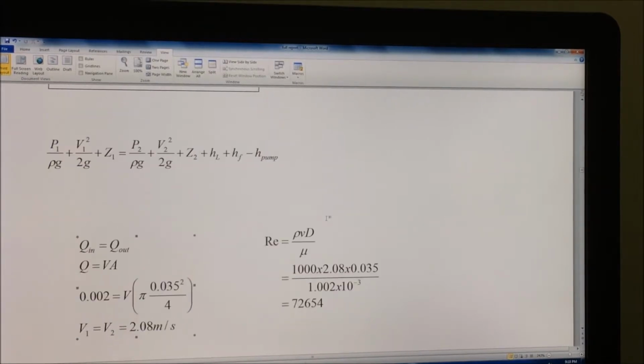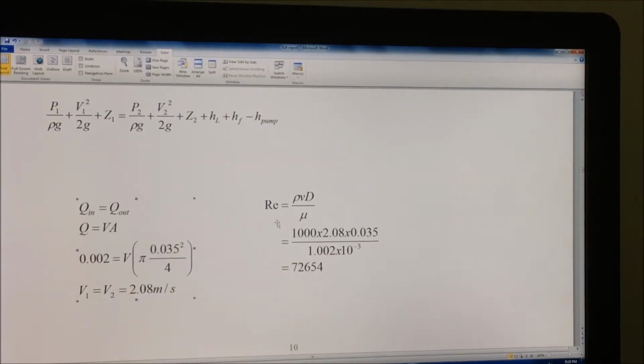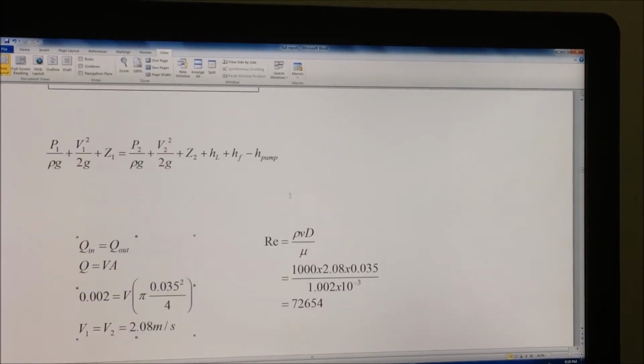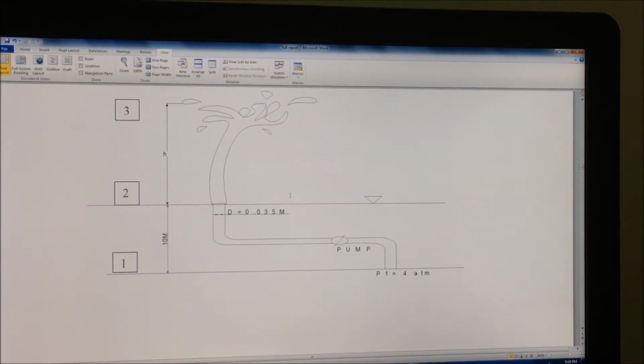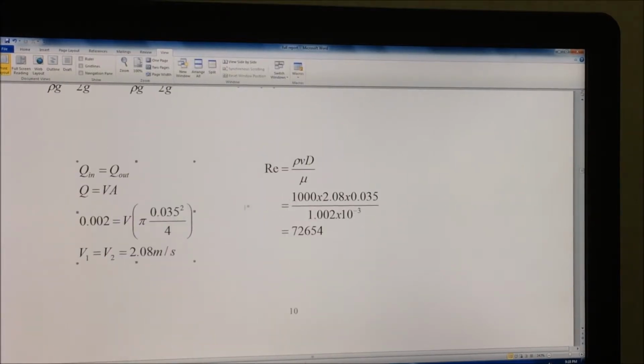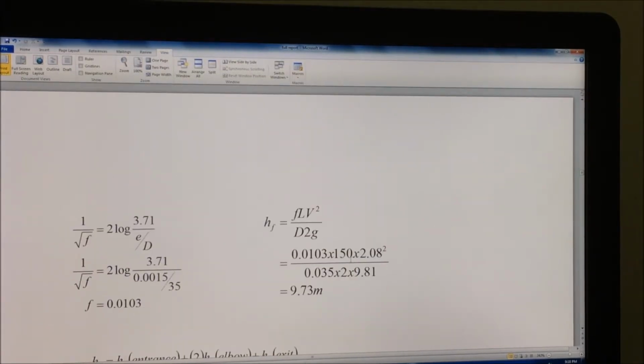For the first step, we are going to find the velocity of the pipe. So we are using the continuity equation, which is Q in equal to Q out. So we can get that the diameter of the pipe at the exit and entrance is the same. So we can assume that the velocity of both is the same, which is 2.08 meter per second.